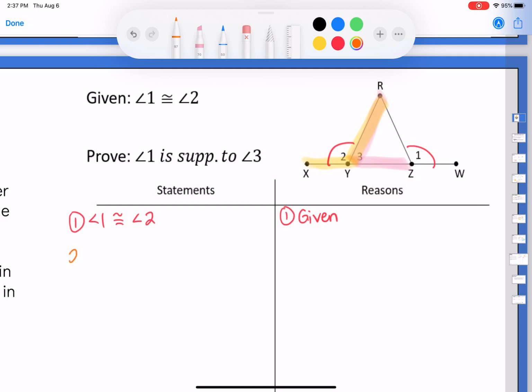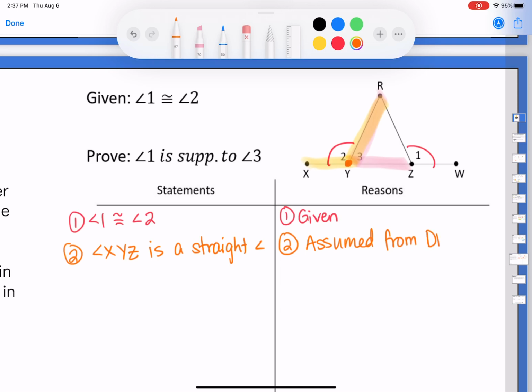So step 2. Before I can say supplementary, though, I have to have a straight angle, and my straight angle has to have a vertex right here. So I better say angle XYZ is a straight angle. And this is assumed from diagram. All right, so now I have my straight angle. So now I can say that they're supplementary. Angle 2 is supplementary to angle 3.